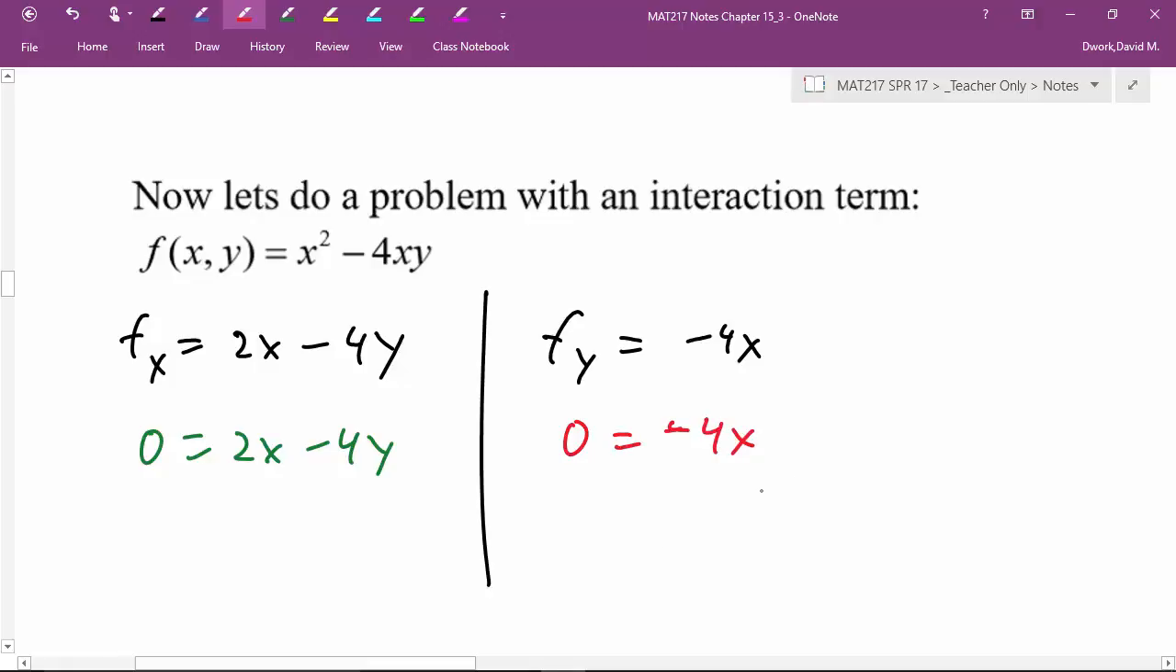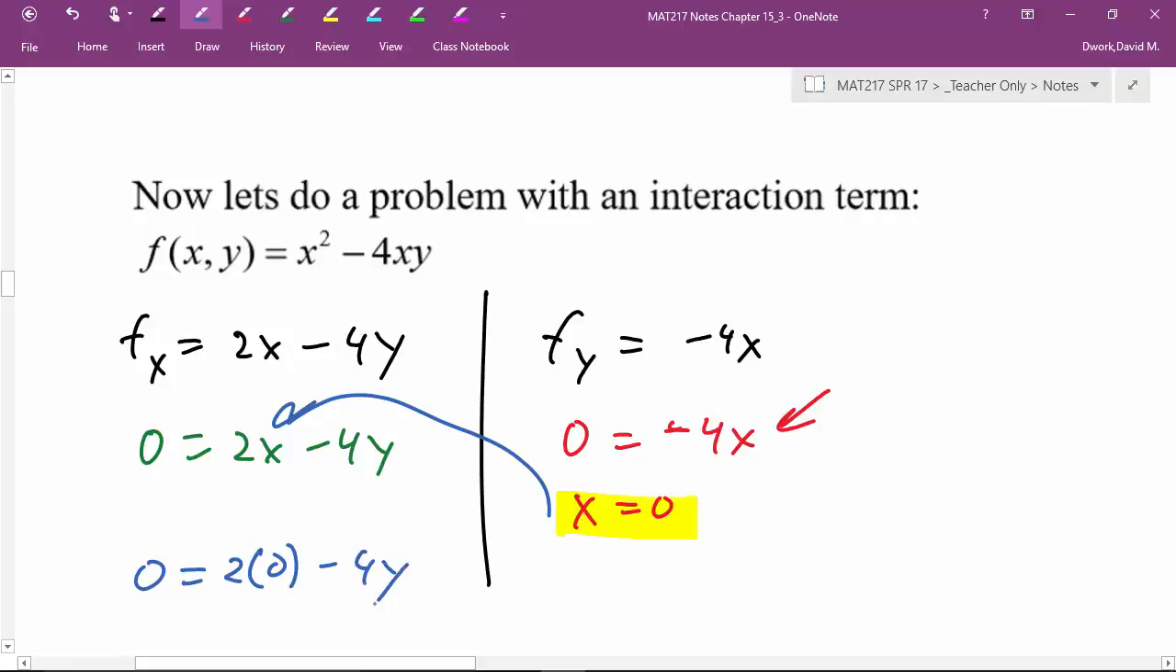Right, so don't just do the problem in the derivative with respect to x first because it's on the left. Look, use your brain, right? Say, look, solving this for x is super easy. That's 0. So now I can take my x equals 0 and sub that in over here, and I'm going to get 0 equals 2 times 0 minus 4y.